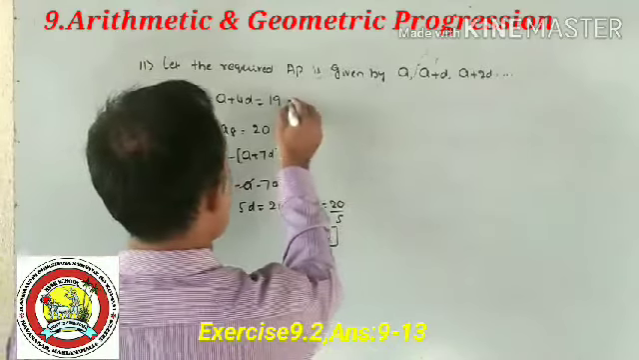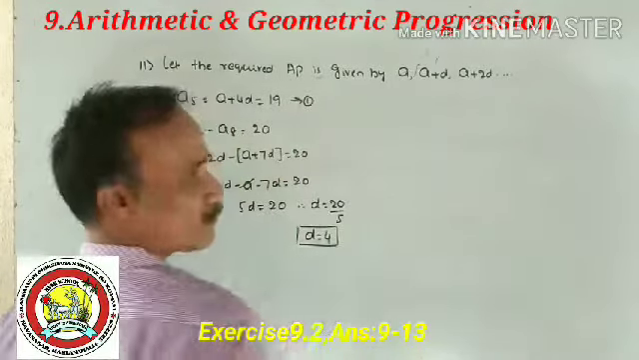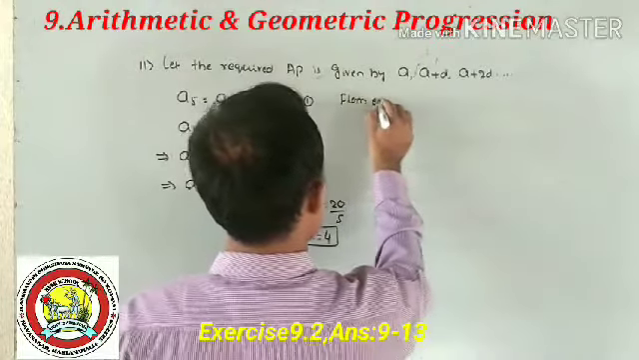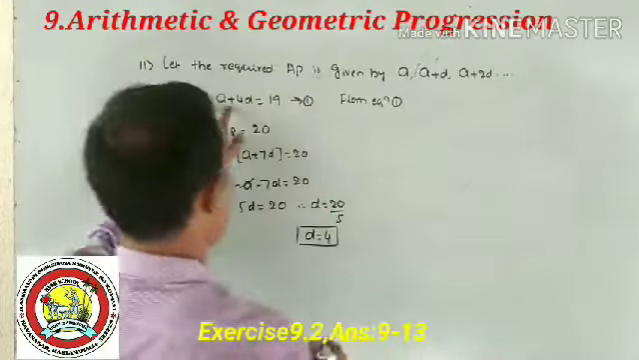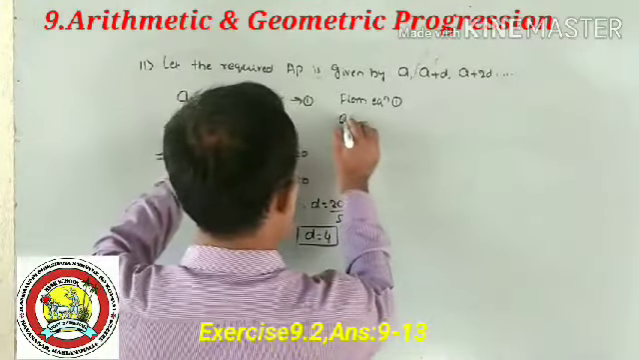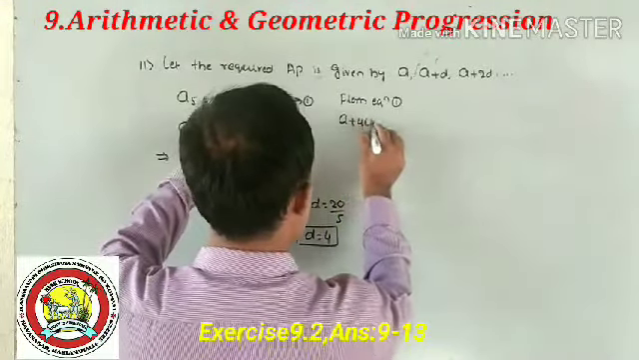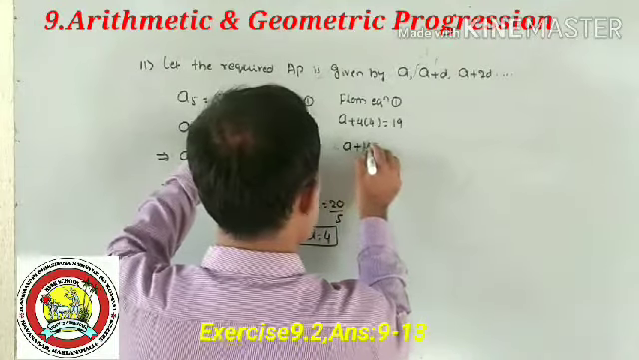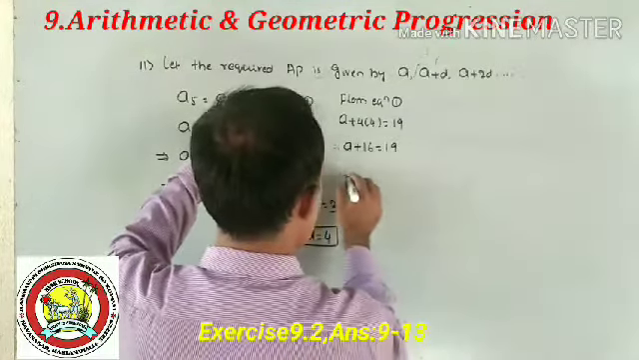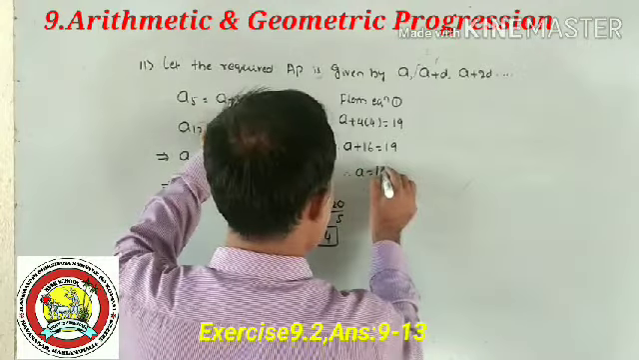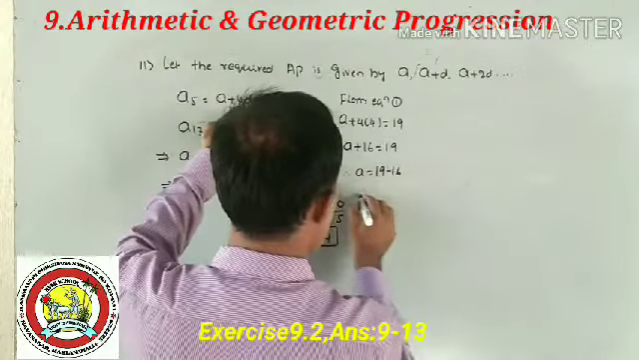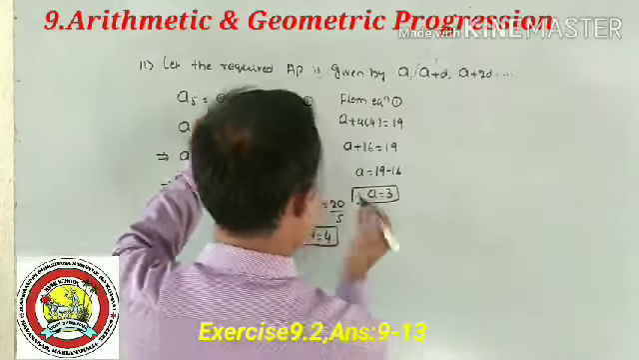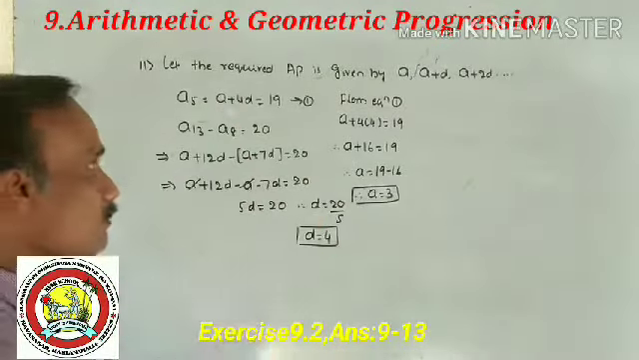Okay? Let's call this equation 1. Let's replace this value of D in equation 1 here. A, we don't know. 4 into D, 4 into 4, is equal to 19. Therefore, A plus 16 is equal to 19. Therefore, A is equal to 19 minus 16. Therefore, the value of A is equal to 3. A value 3 and D value 4.